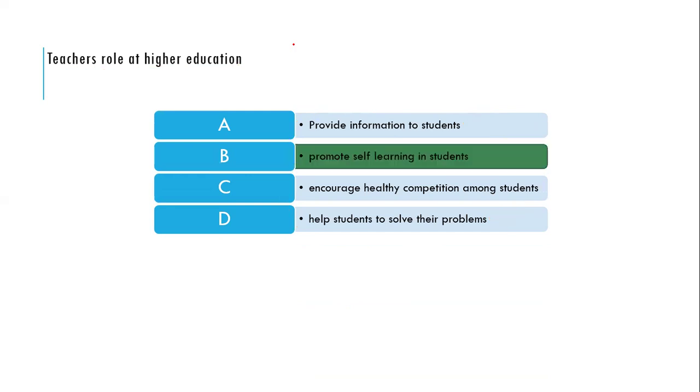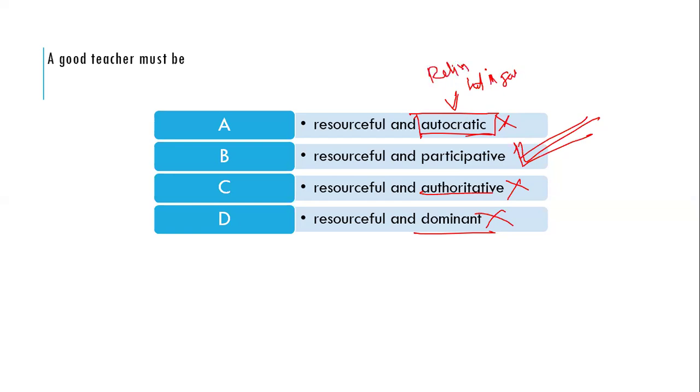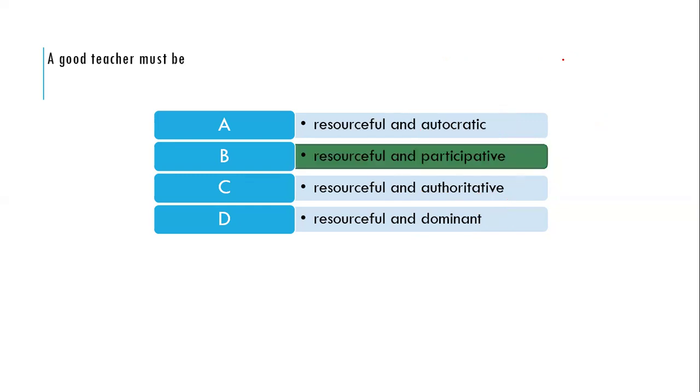A good teacher must be resourceful and autocratic? No, definitely not. Resourceful and participative, yes. Resourceful and authoritative, no. Resourceful and dominant, no. All these three have a negative impact. So resourceful and participative would be the right answer. We have already seen autocratic, which is like ruling, but not in a good way. So that would be the best option.